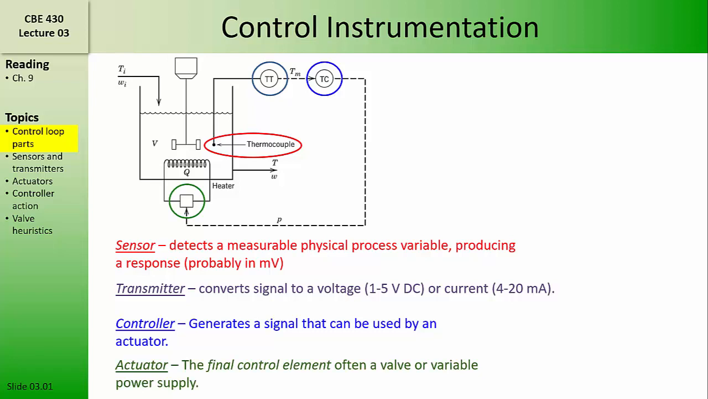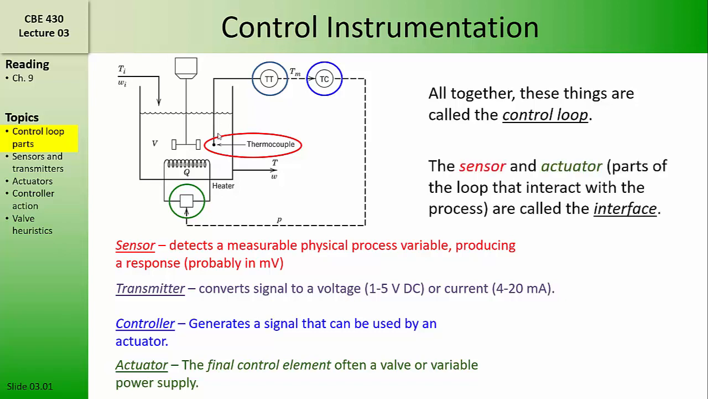The actuator is the final control element in the control loop. This is often a valve, or in this case, maybe a variable power supply that regulates how much electrical power is sent to the heater. Altogether, the elements of this diagram, including the process, make up what we call the control loop. The sensor and actuator are the parts of the loop that interact with the process, and therefore the sensor and the actuator are collectively referred to as the interface.